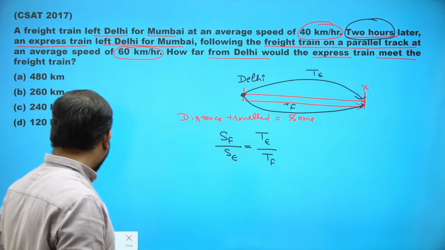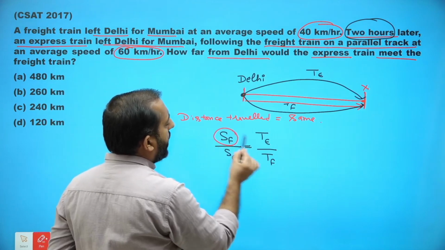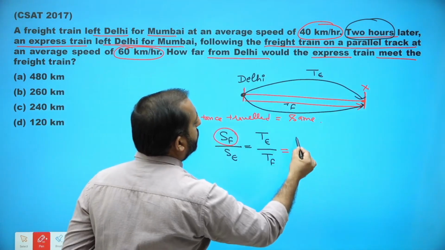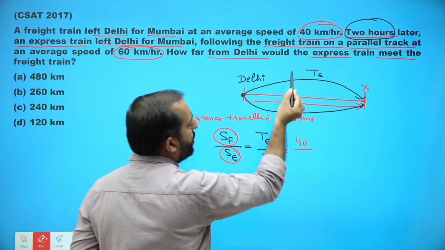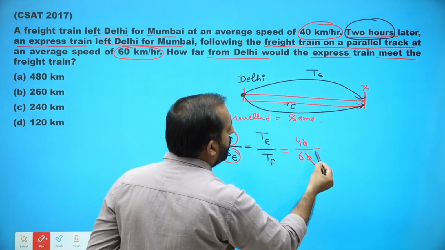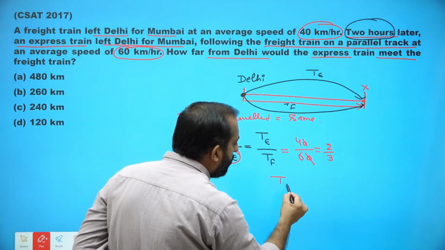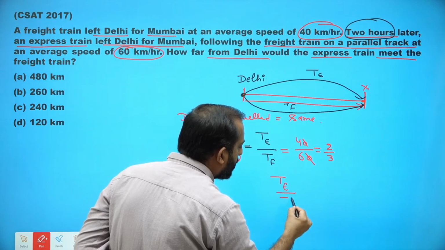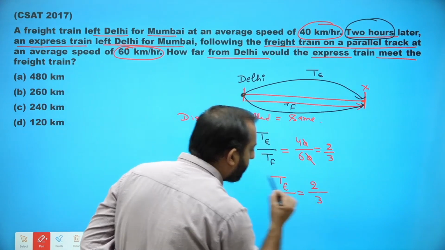Now, what is the speed of the freight train? Speed of the freight train is 40 km per hour. What is the speed of the express train? Speed of the express train is 60 km per hour. So the zero is gone, and solving it further, it comes out to be equal to 2 upon 3. So the ratio of time of express train to freight train comes out to be 2:3.